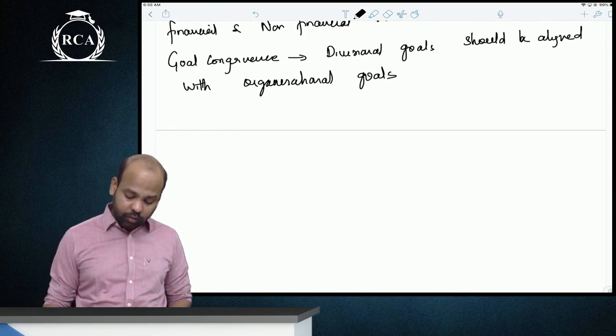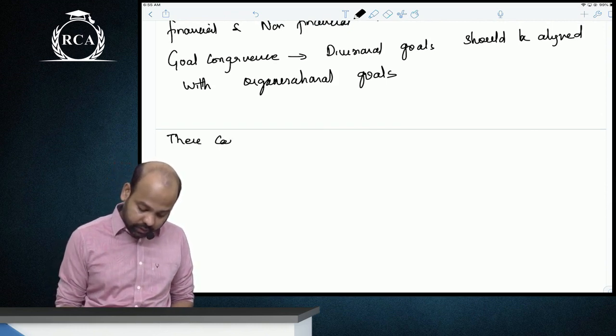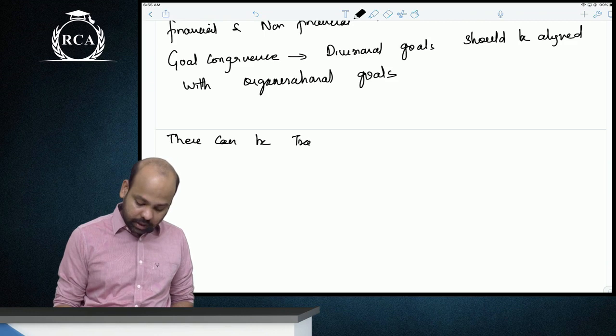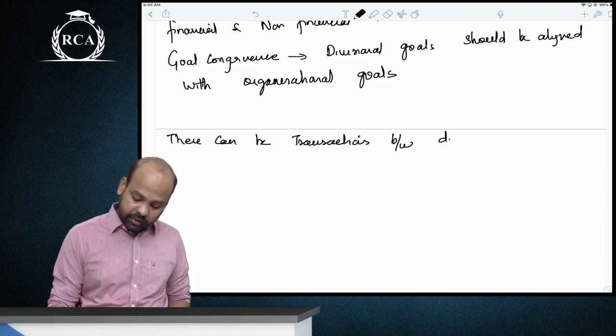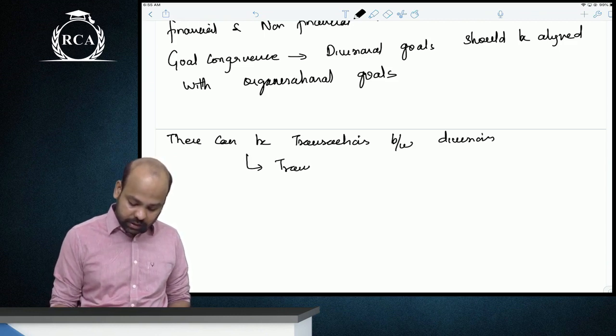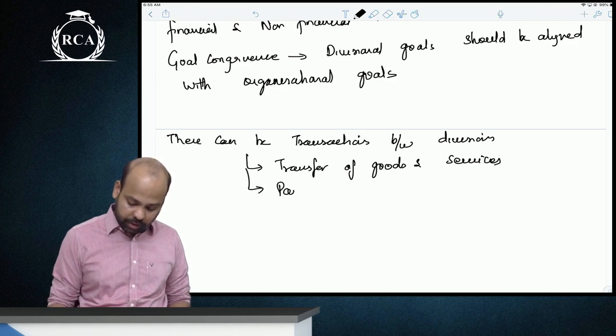Now, what is the most important thing that I told you is that there can be transactions between the divisions. There can be transfer of goods and services. There can be payment for intellectual property rights.